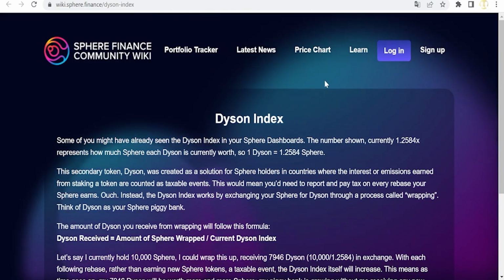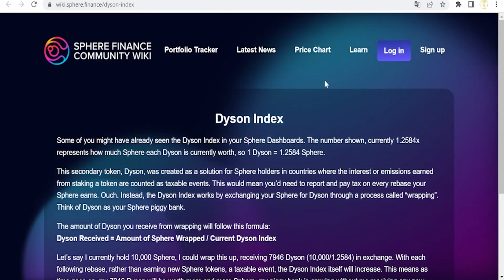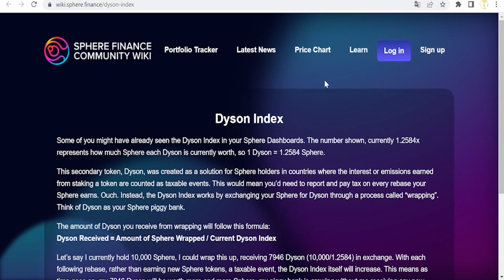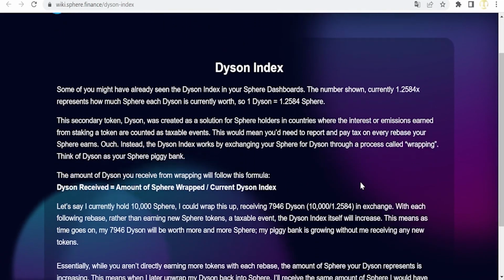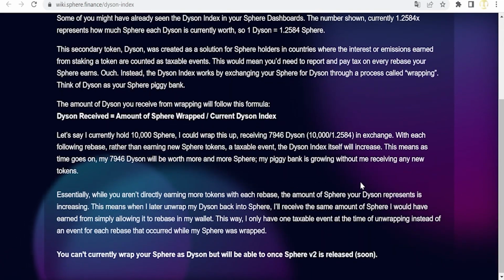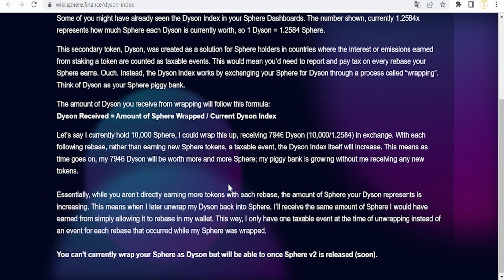which is a solution for Sphere holders in countries where the interest or emissions earned from staking a token are counted as taxable events. Basically, you just have to wrap your tokens, and once you unwrap them, they will be multiplied by the value of the index. So it is as if you had been rebasing, but not rebasing. You will receive the same amount, which is the idea. In the wiki, you can find an example here to understand it better if you don't.